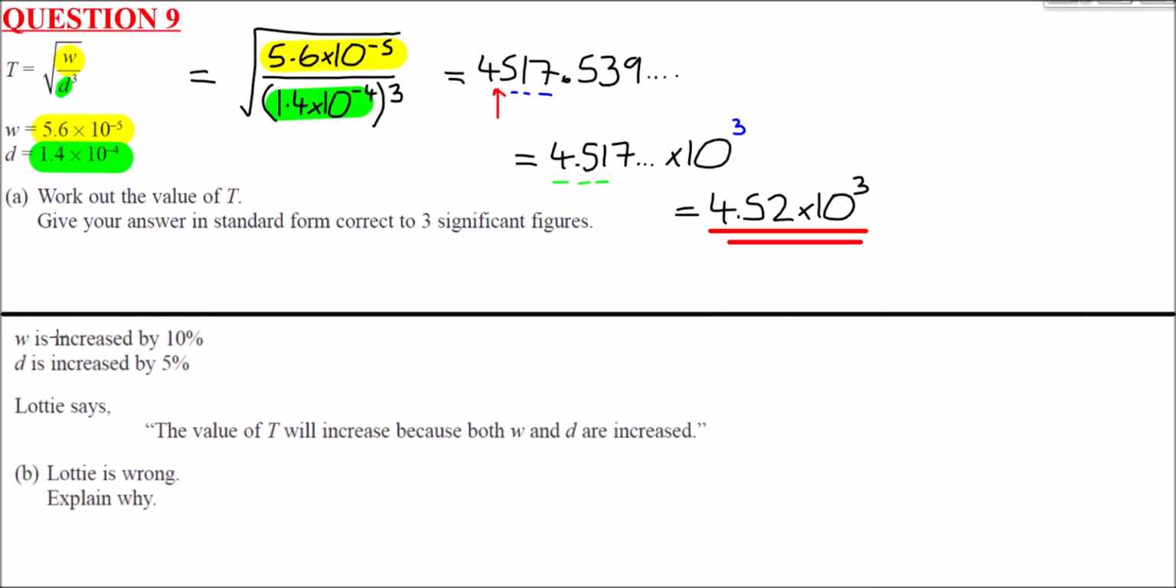Now, part B. It says W is increased by 10%, as is D, but D is increased by 5%. The value of T will increase because both W and D are increased. She's wrong, explain why. I think the easiest thing to do here is just to do the calculation of the new values of W and D. So the new value of W will be 5.6 times 10 to the minus 5, essentially what it used to be. But an increase of 10% just means I'm going to add on an extra 10% to the 100% it used to be. So I'm going to multiply by 110%.